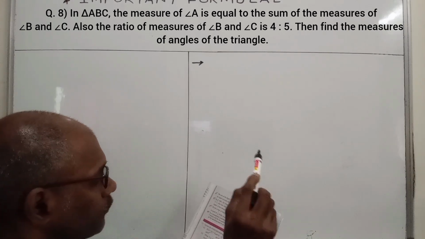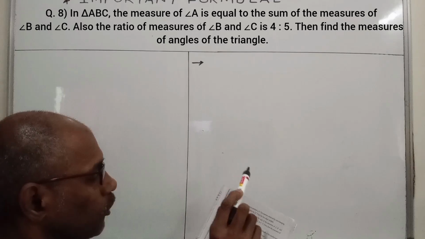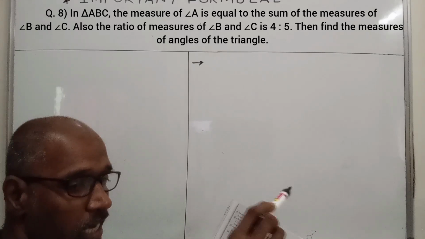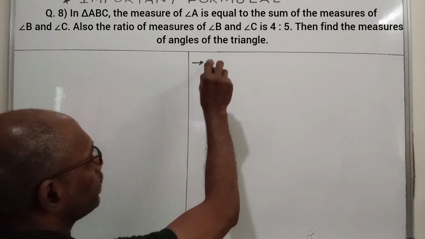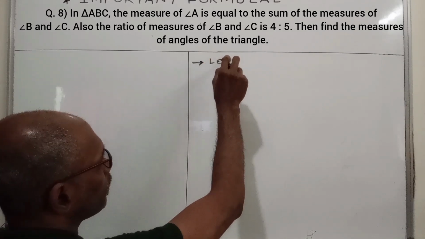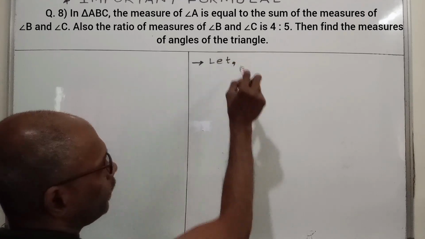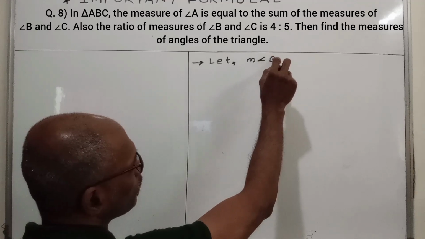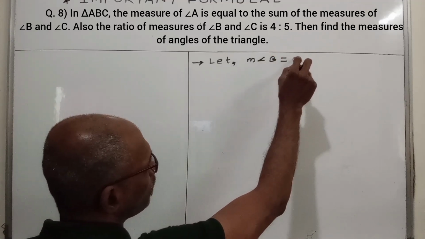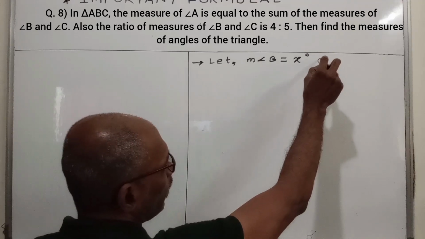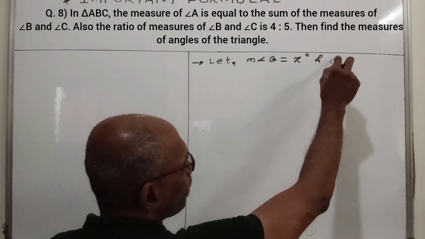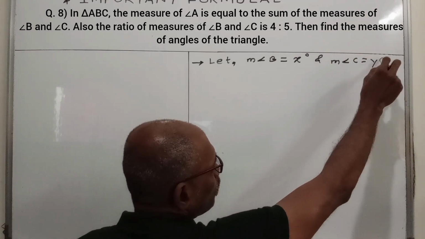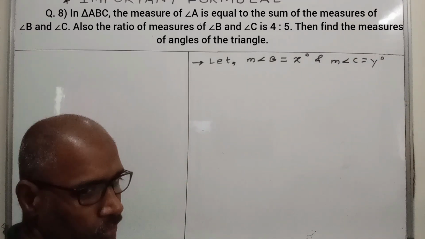Okay, now see here. Measure of angle A is equal to the sum of the measures of angle B and angle C. So we write here, let measure angle B is equal to x degree and measure angle C is equal to y degree. Did you get it?